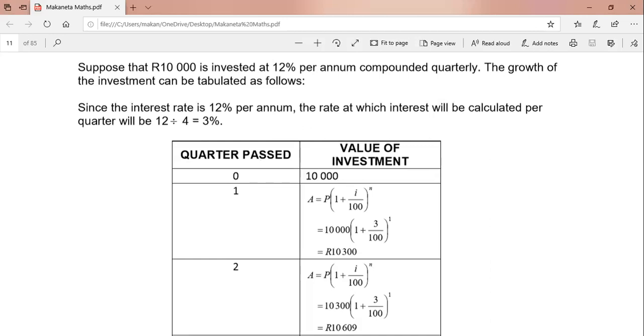And you add 1 there, you get 1.03. If you multiply it by 10,300, you will get 10,609. So at the end of the second quarter, your accrued amount now becomes 10,609 rands. So this will be the value of your investment at the end of the second quarter. All right. And the second quarter will end on the 30th of June. That will be the second quarter there.